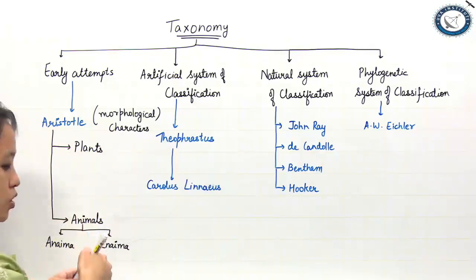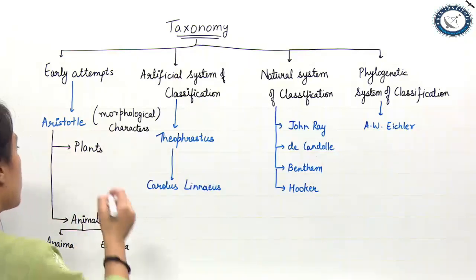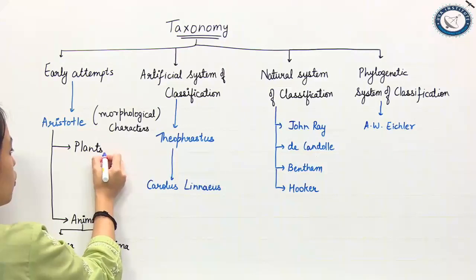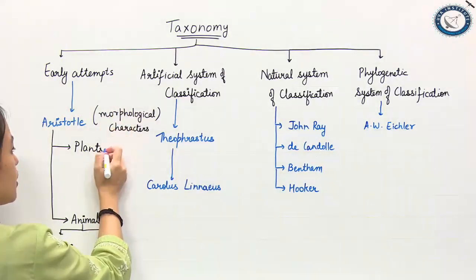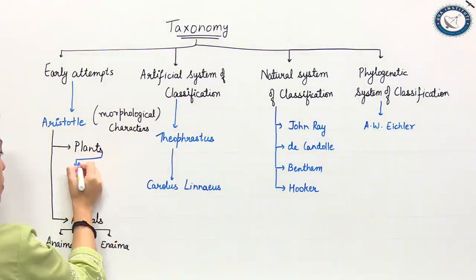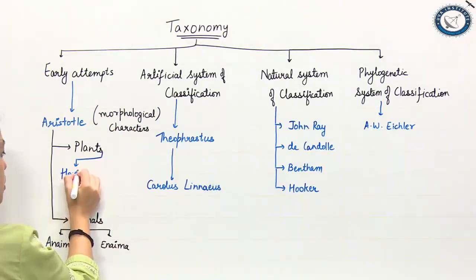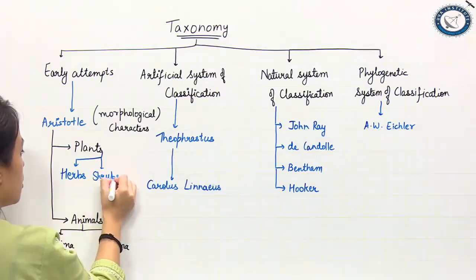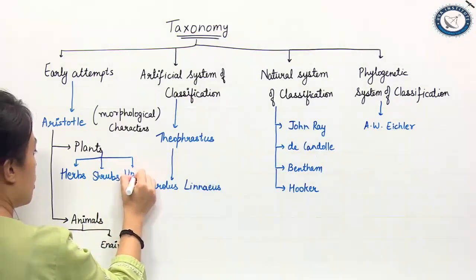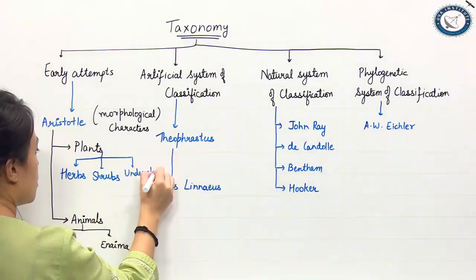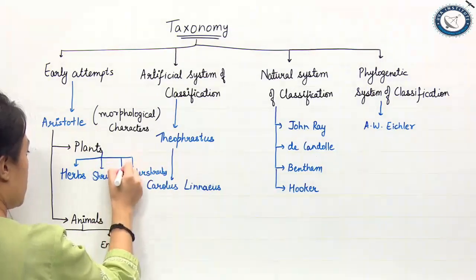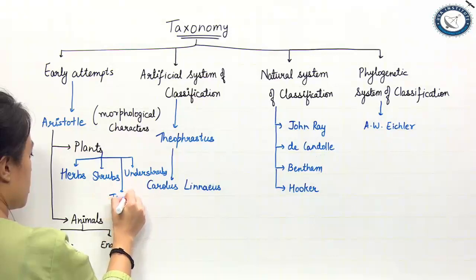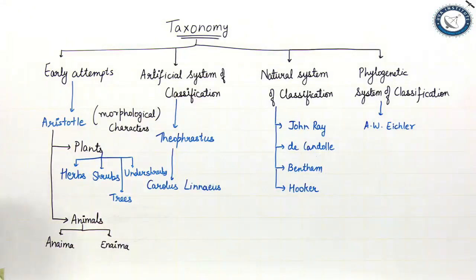He was the person who identified plants on the basis of these morphological characters, and he namely put them under herbs, shrubs, undershrubs, and trees. Okay? Then he also classified animals on the basis of these characters.